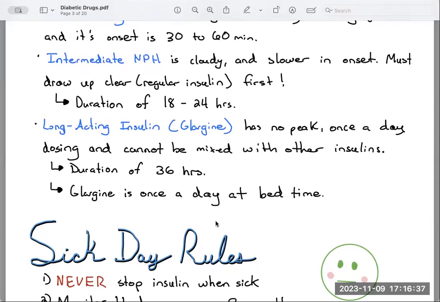And this one, long acting like glargine, has no peak, it's once a day, and you don't mix it with other insulins. And it lasts about 24 to 36 hours. And usually you give it once a day at bedtime, which would make sense, right? Because if it's insulin, there's always that potential where sugar can drop a little low, and it may be better that they're sleeping and their body's functioning with this than maybe it happening during the day.